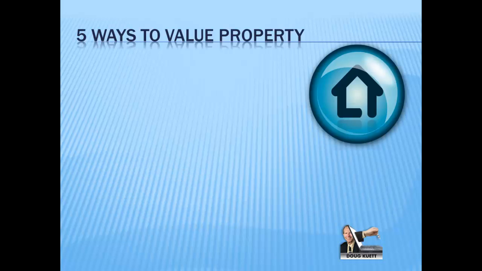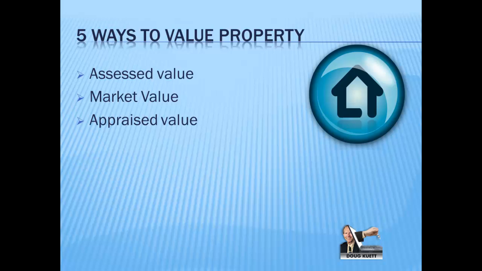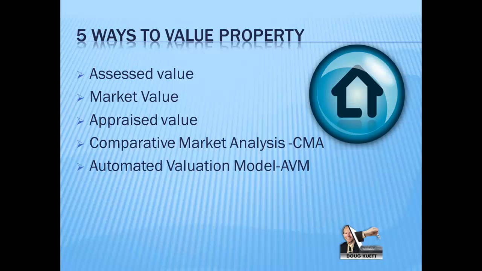Well, we define value in 5 different ways: assessed value, market value, appraised value, comparative market analysis, or CMA, and then there's the automated valuation model, or AVM, used on websites like Zillow. They market that value model as a Zestimate. Each definition of value serves a specific purpose and is arrived at by a different method. The dollar value of the property will often be different for each purpose, and people often confuse them.